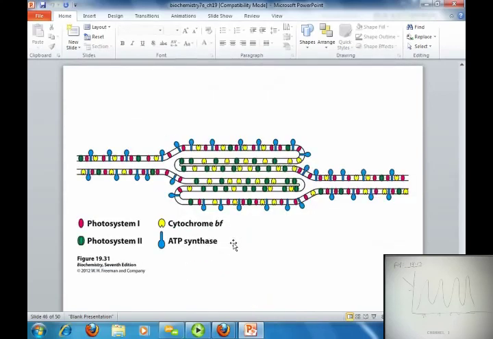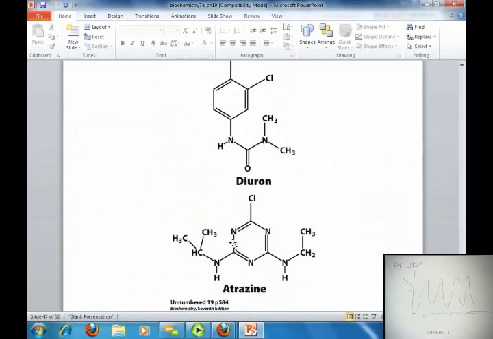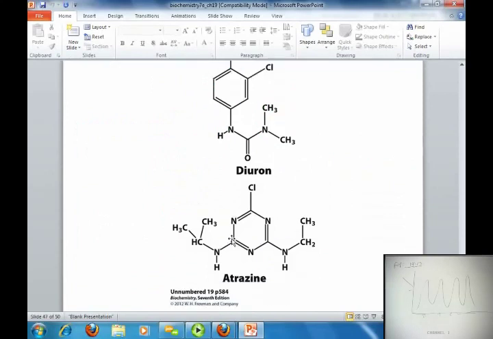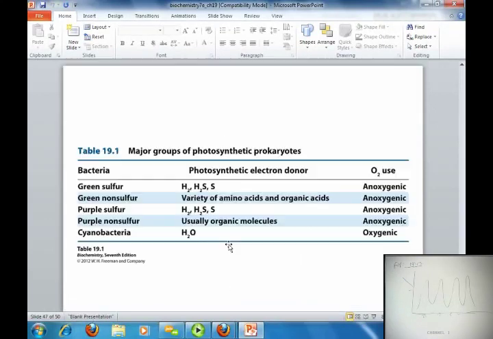And these are the arrangements in the thylakoid membrane, and diuron and atrazine. These are some of the inhibitors, certain inhibitors which will inhibit the photosynthetic electron transport chain. They are some of the weed killers, some of them are herbicides. They want to kill the herbs. That's another good thing, but some of these are bad for the environment as well. And these are major groups of photosynthetic prokaryotes: green sulfur bacteria, green non-sulfur, purple, and oxygenic.